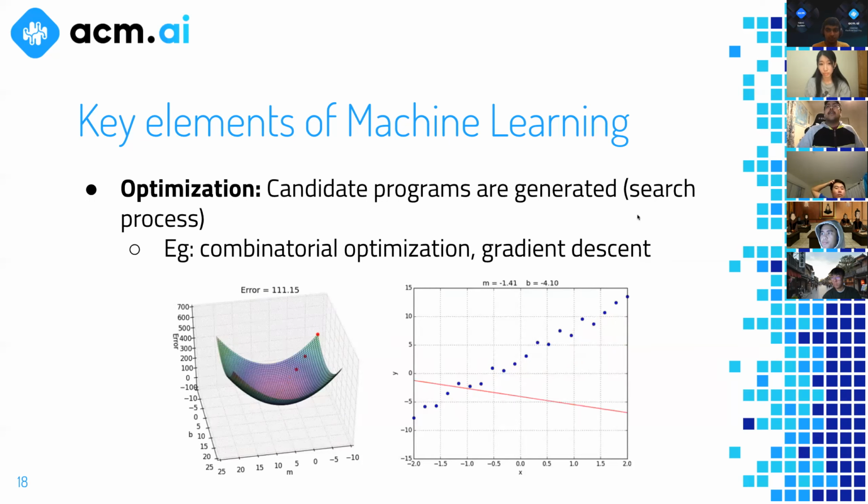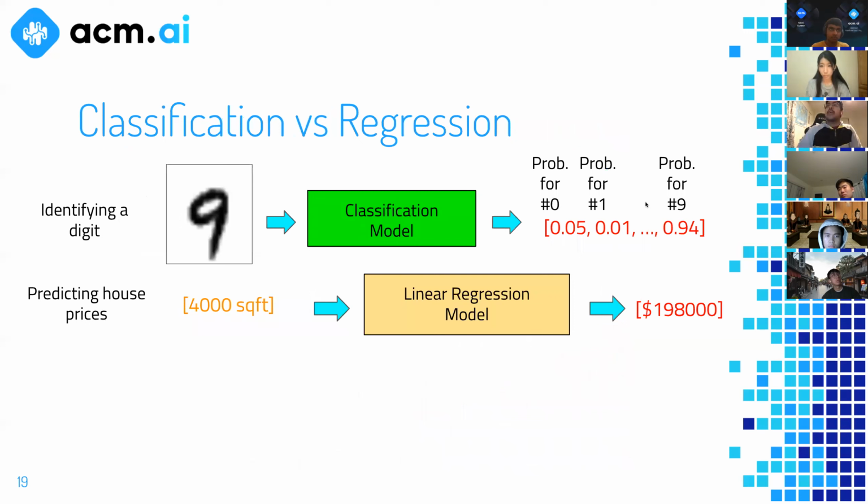Another key element of machine learning is optimization. Candidate programs are generated, for example, trying to minimize the loss function over time. This could involve many features and many training examples, and you might be lowering your loss. As you can see, this is a regression kind of model, and we're best fitting our data over time. This is like the gradient descent algorithm that we talked about before in the beginner track.